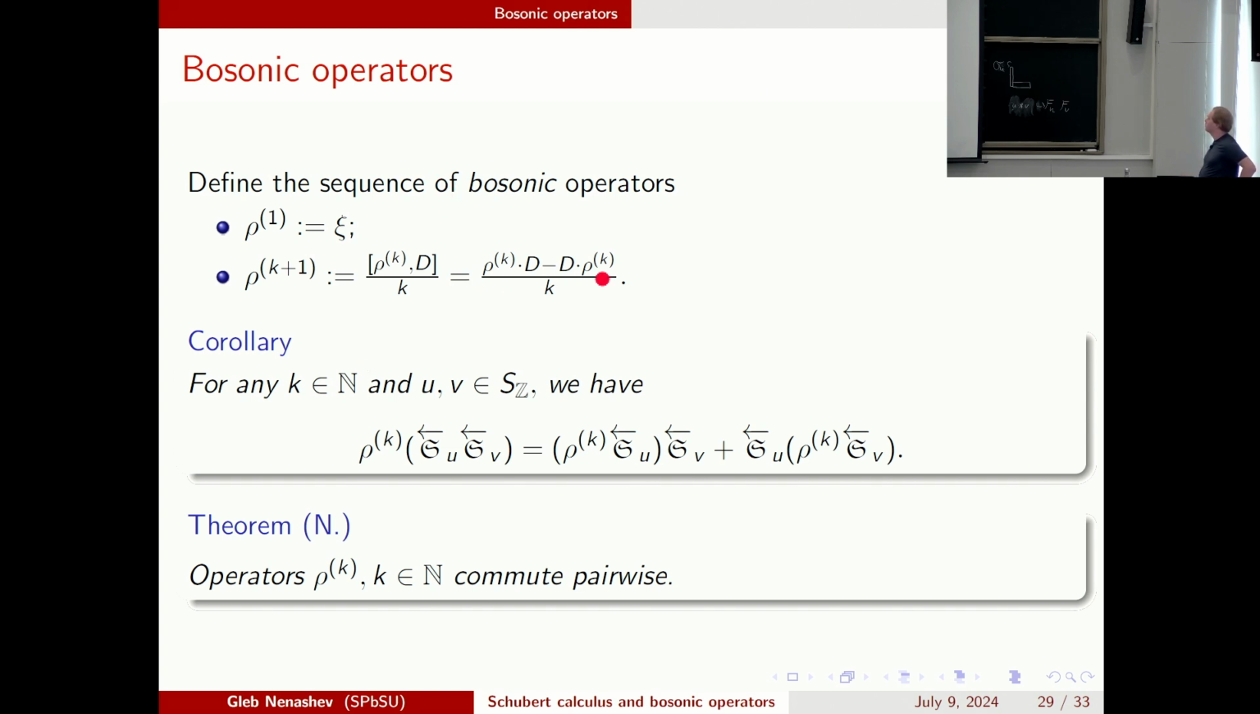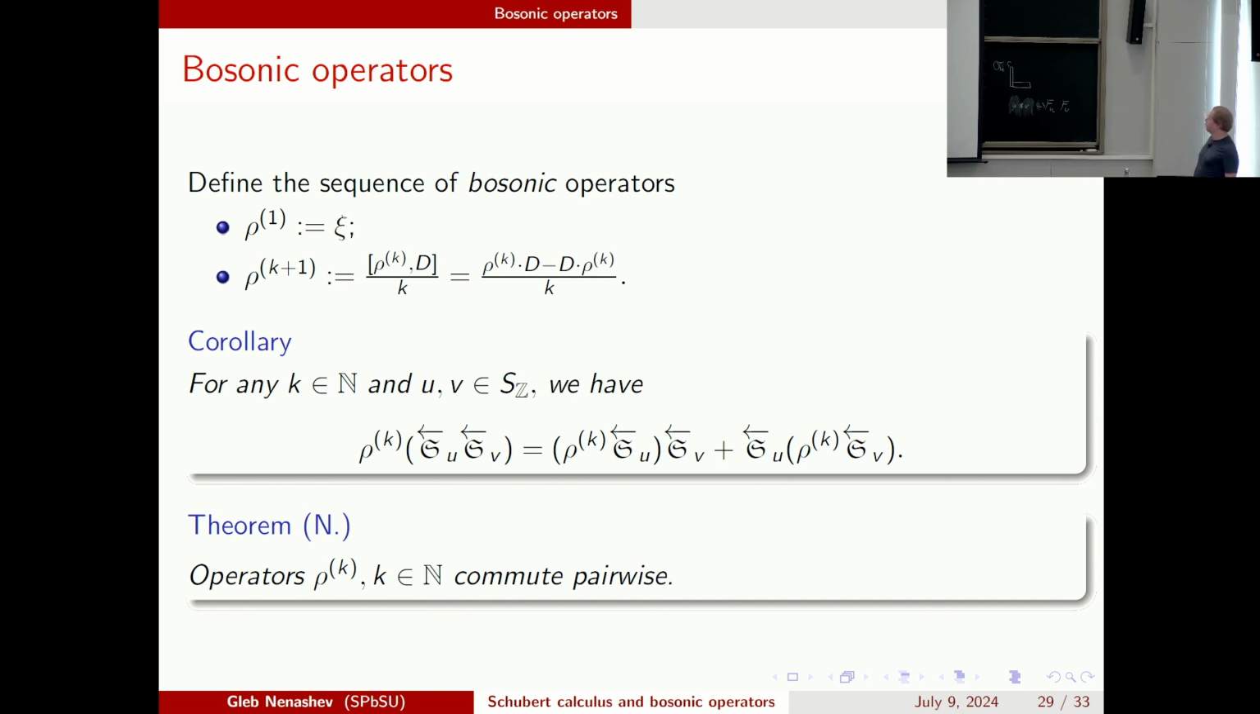And so it's here. And if you have two operators which satisfy the Leibniz rule, then this commutator also satisfies it. So we have it for free here. And also I proved that these operators commute pairwise.